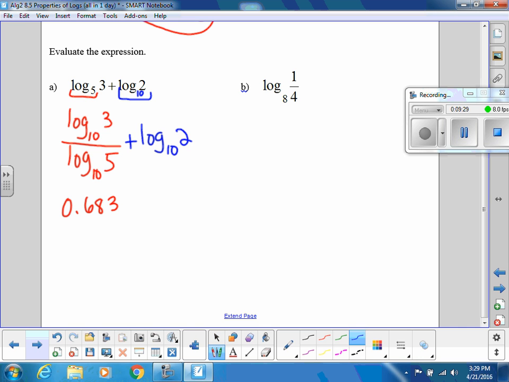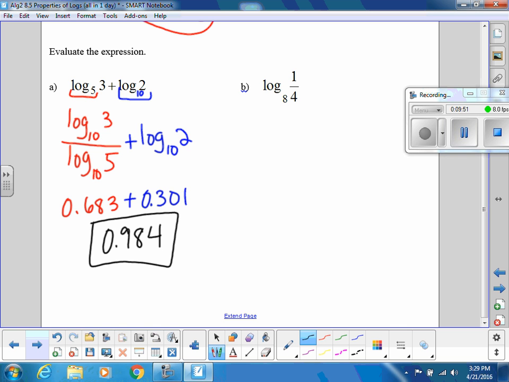And then when I do log of 2, that gives me 0.301. So now I can add those together and get the total is 0.984. So that whole expression is equal to that decimal. And I've taken something that I couldn't type in log base 5 into my calculator, but now I can.